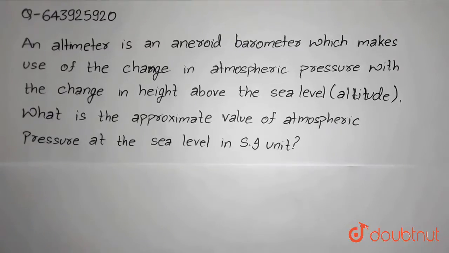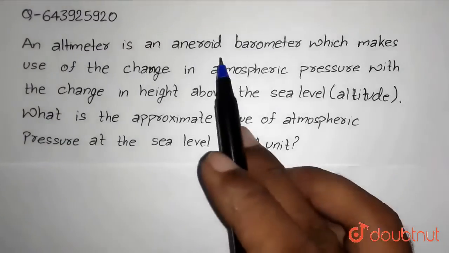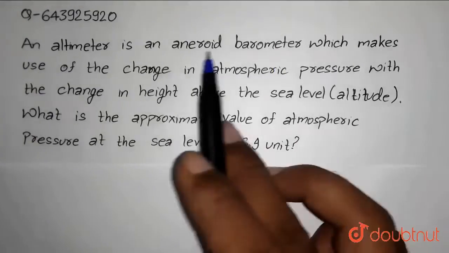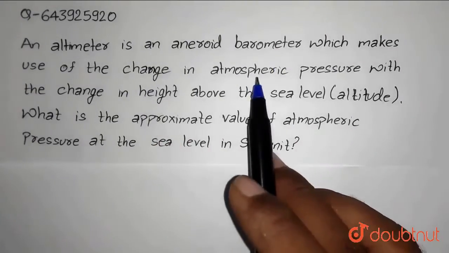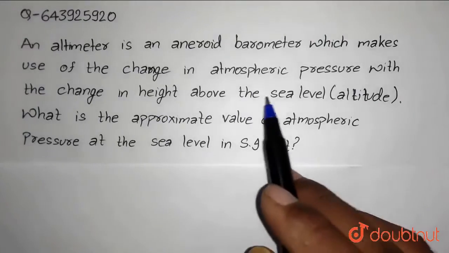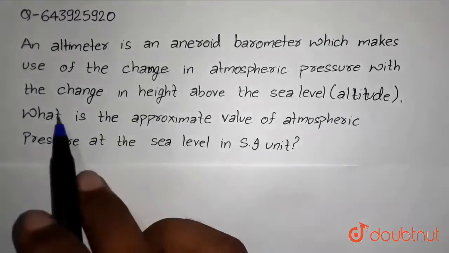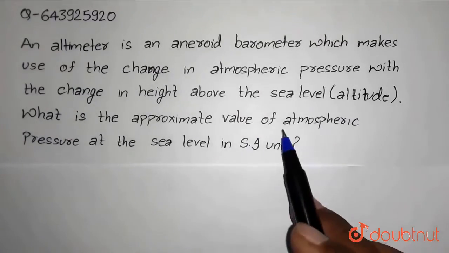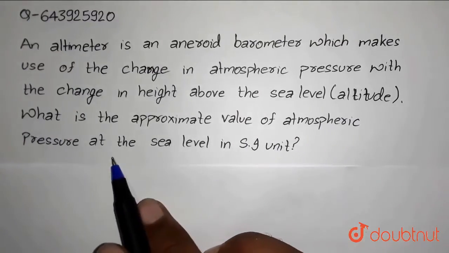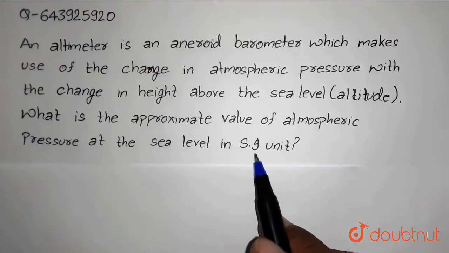Hello, students. So here we have the question. An altimeter is an aneroid barometer which makes use of the change in atmospheric pressure with the change in height above the sea level altitude. Here, altitude basically means the height. What is the approximate value of atmospheric pressure at the sea level in SI units?